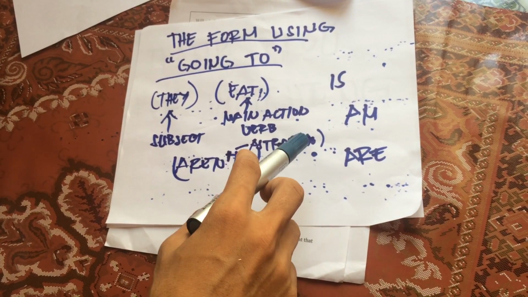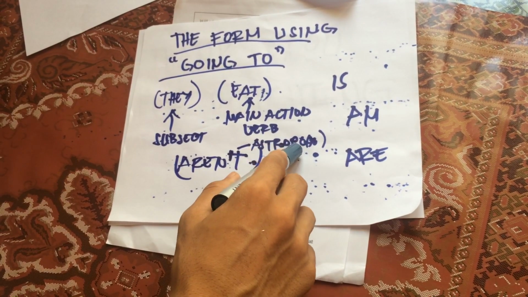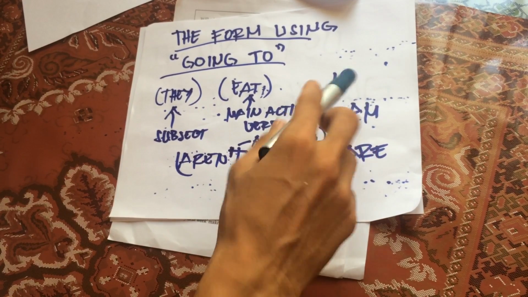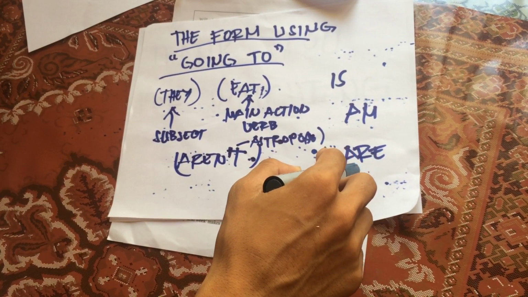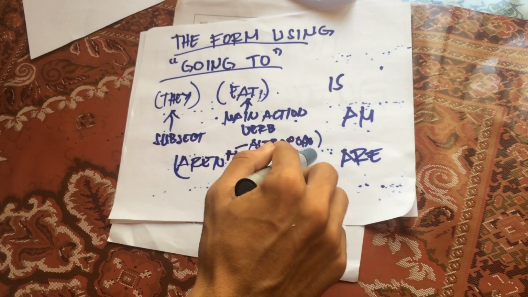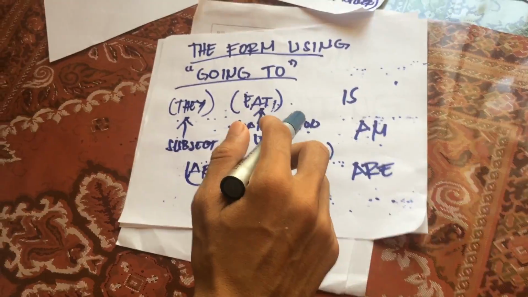Now, to make a negative in the future simple tense, we put not after the helper verb. The forms of the verb to be are am, is, and are. Now, let's take a look at our original sentence. They are going to eat sandwiches. Put not after the helper verb: they are not going to eat sandwiches.